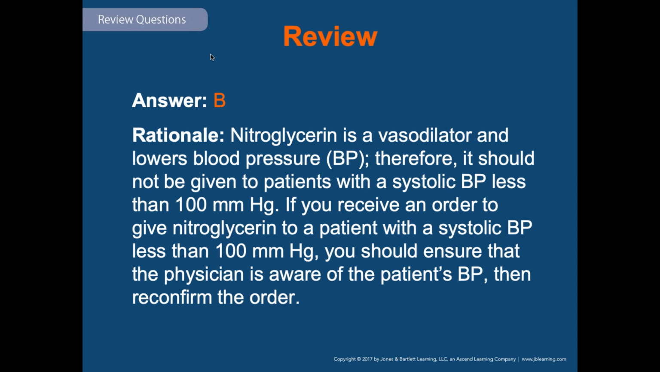Therefore, it should not be given to patients with a systolic blood pressure of less than 100 millimeters of mercury, which is your top number on the blood pressure. If you have received an order to give nitroglycerin to a patient that has a systolic BP of less than 100, you should ensure that the physician is aware of the patient's blood pressure, then reconfirm the order.